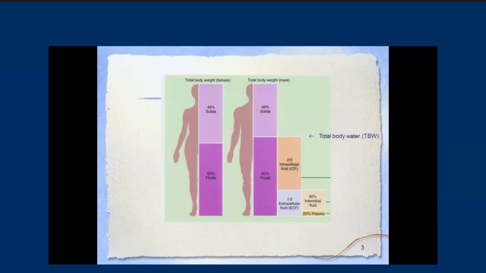So in old age males, the total body water is around 50% of the total body weight, while in old age females, it is around 45%. Out of the fluids, 2/3 is found in the intracellular space, while 1/3 of the fluid is found in the extracellular space.